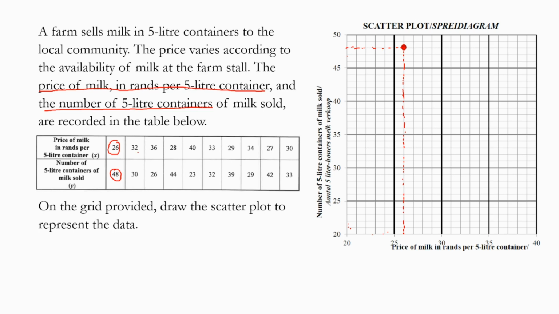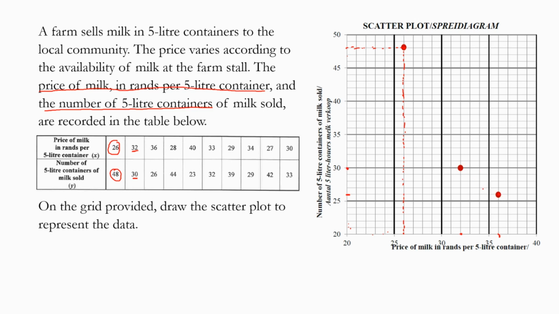And then we go to 32 and 30. So 32 is where? Here. Then 30 is here. Okay. So you can draw your line, and then the point is there. Okay. And then 36, 26. So 36 should be here. 26 should be there. Okay. And then where is the point? It should be here. This is the point.